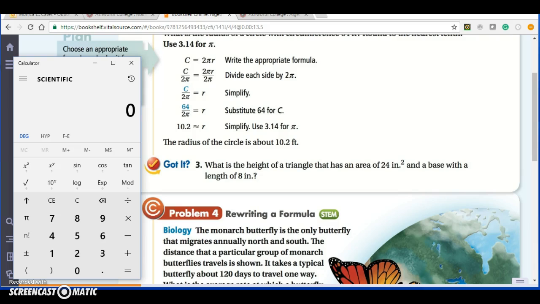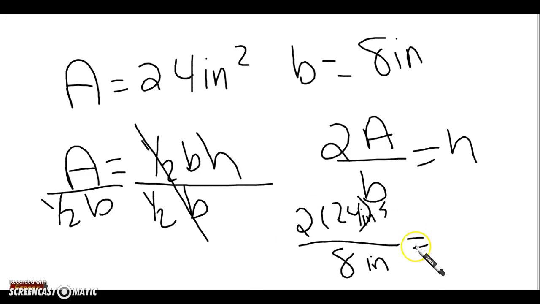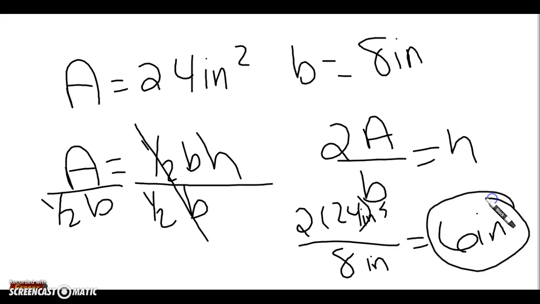So I get 2 times 24, divided by 8, which is 6. Could have done that without the calculator, huh? So we get 6 inches. So the height is 6 inches.